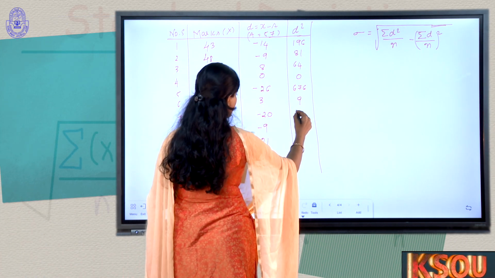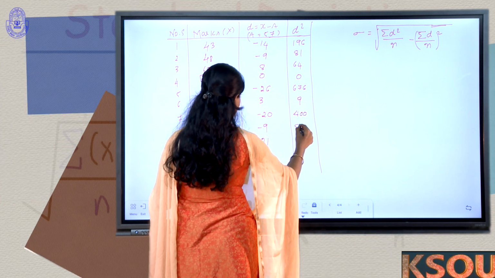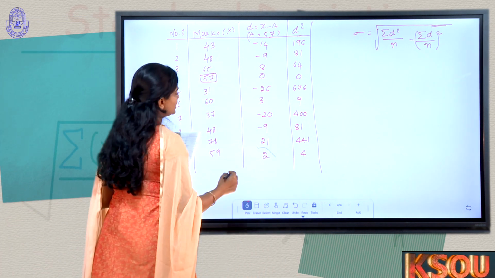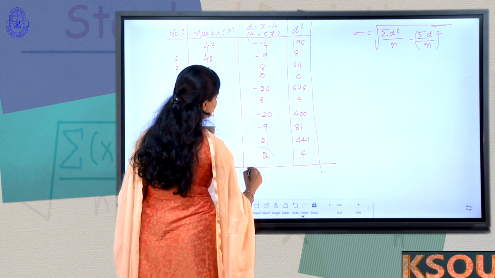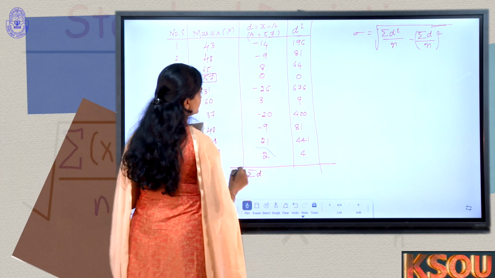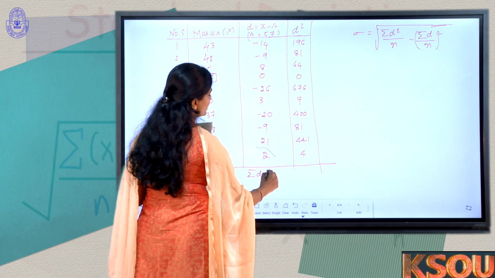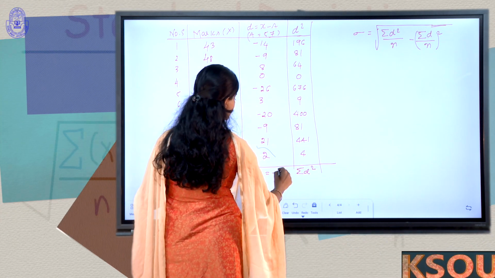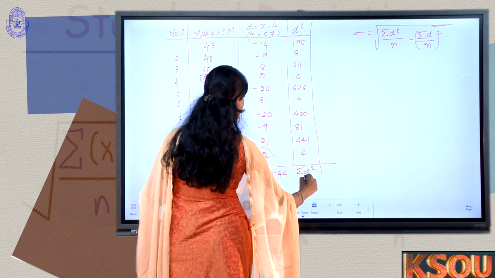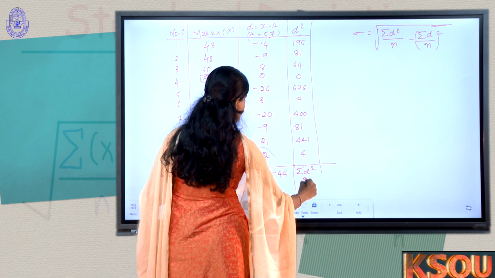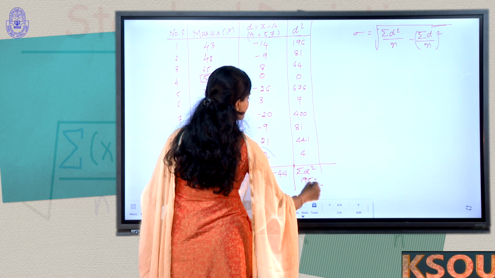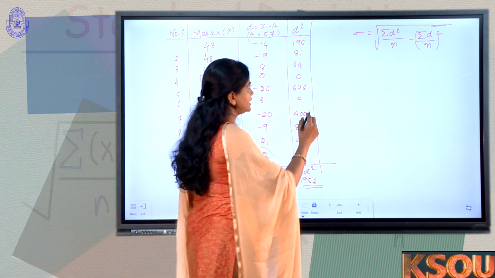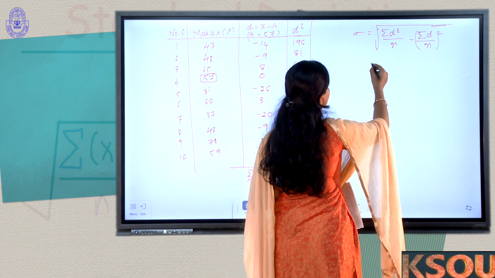9, 400, 81, 441 and 4. Now here you will have to take the total of D, that is summation of D and summation of D square. So summation of D is minus 44 and summation of D square is 1952.